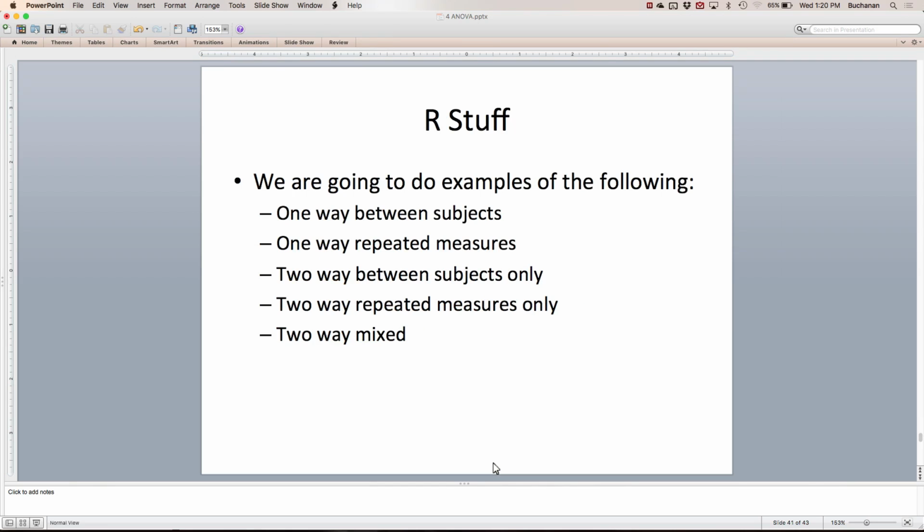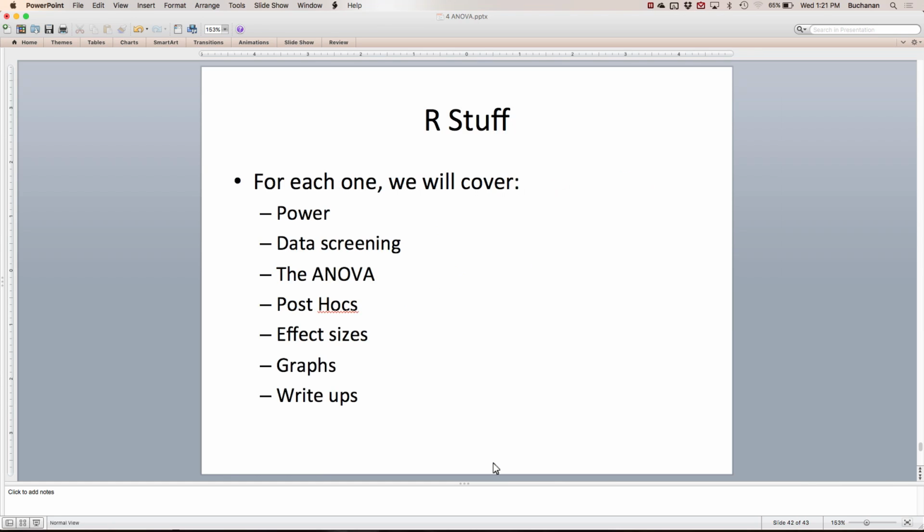All right, so in the next section we're going to do examples of each of the following. So we're going to do 5 different examples. 1-way between, 1-way repeated, just to get started. 2-way between, 2-way repeated, 2-way mixed, so you'll get 1 of each, basically. And if you can do all of these, 3-way designs are just usually an extension of these. Which is easy for me to say until you try to do one on your own, usually. Okay. So for each one of those, we're going to do power, data screening, ANOVAs, post hocs, effect size, graphs. Graphs is going to be a whole new section as well, and write-ups.